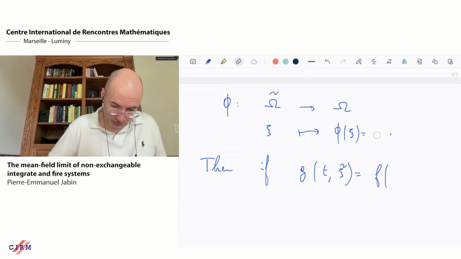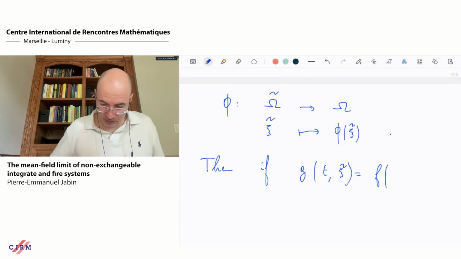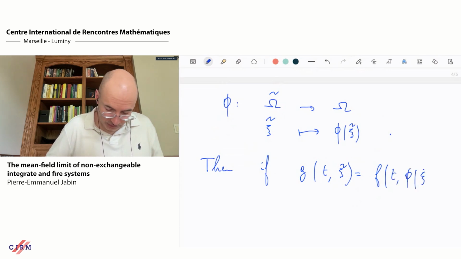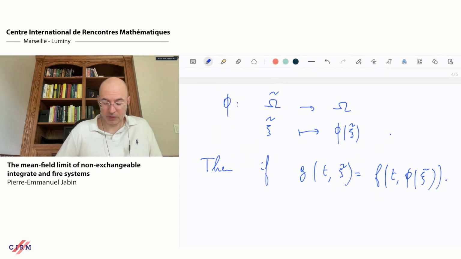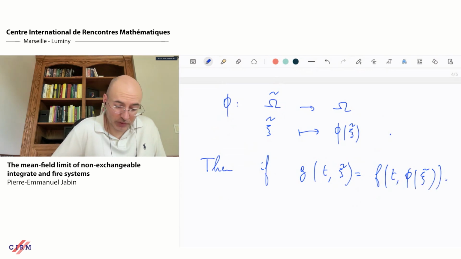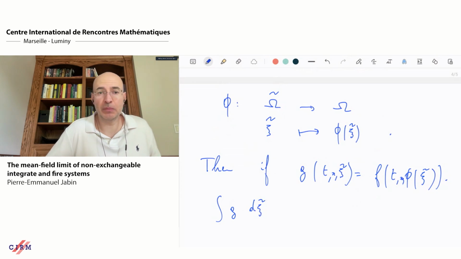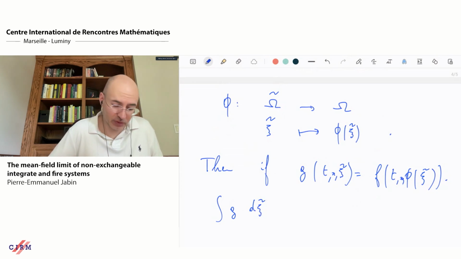Just change the tilde here, so that I don't have to work with phi minus 1, if you don't mind. So f of t, phi of xi tilde, right? Then, of course, I don't change x, g d xi tilde, and again, please replace the Lebesgue measure by whatever measure you have on omega tilde if you want, is the same that f d xi.